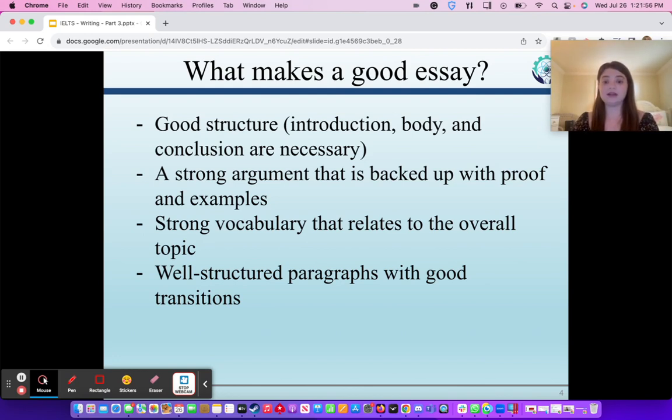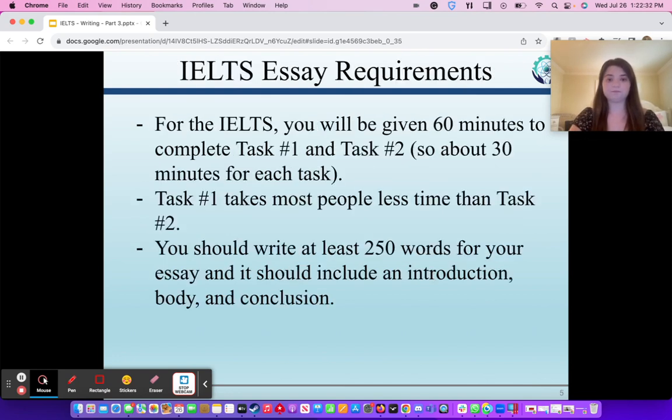Also, strong vocabulary that relates to the overall topic. We'll get into that depending on what the topic is. I think there's three examples I'm going to go over today, three different topics, three different introductions. And then also well structured paragraphs with good transitions. We don't want the paragraphs to jump all over the place. We want the paragraphs and the writing to make good sense to someone who is reading it. Those are the main things that make a good essay in terms of getting to the level that we need to get a good score on writing task two.